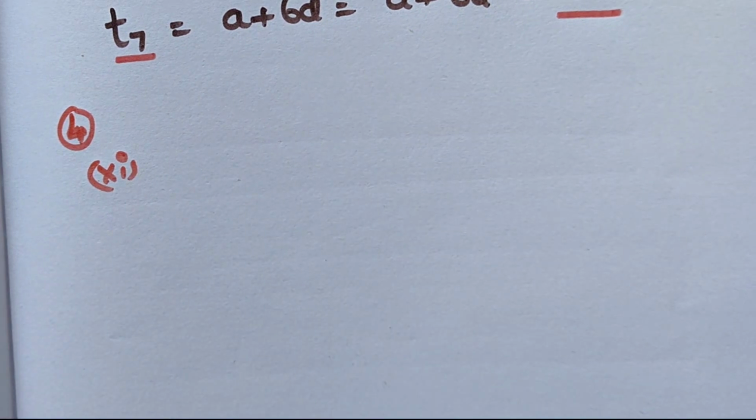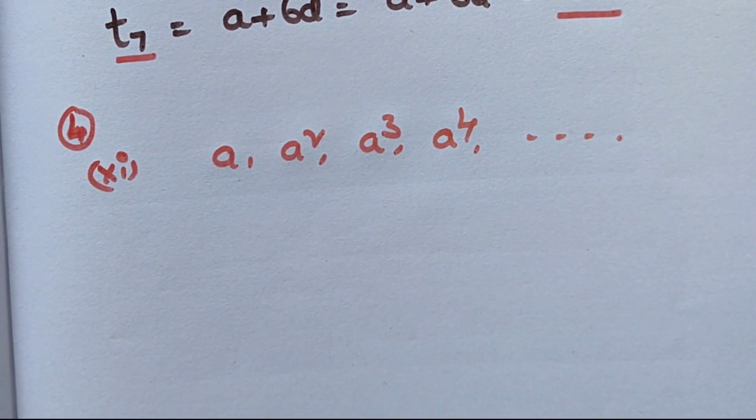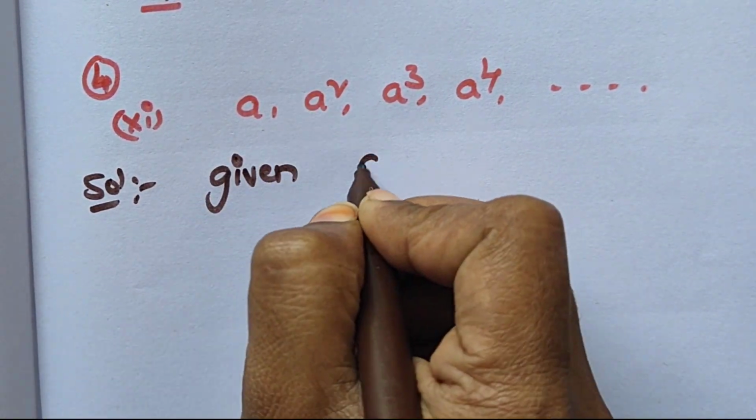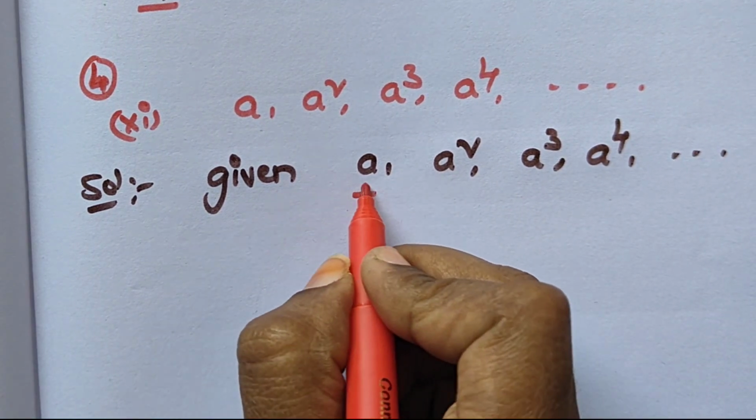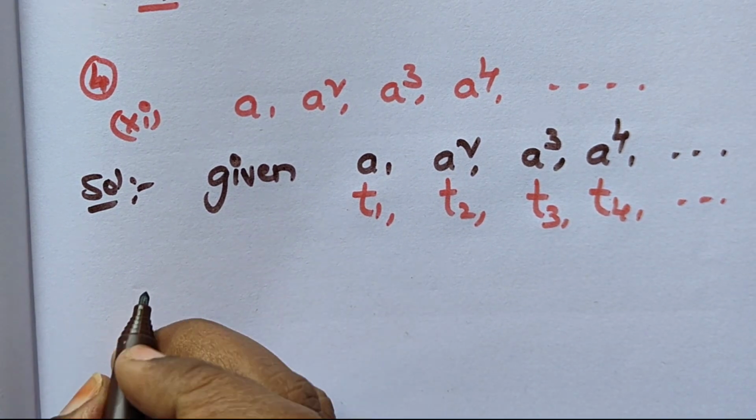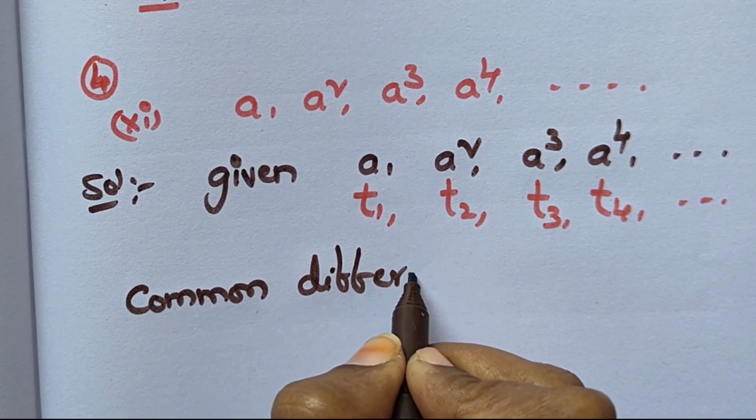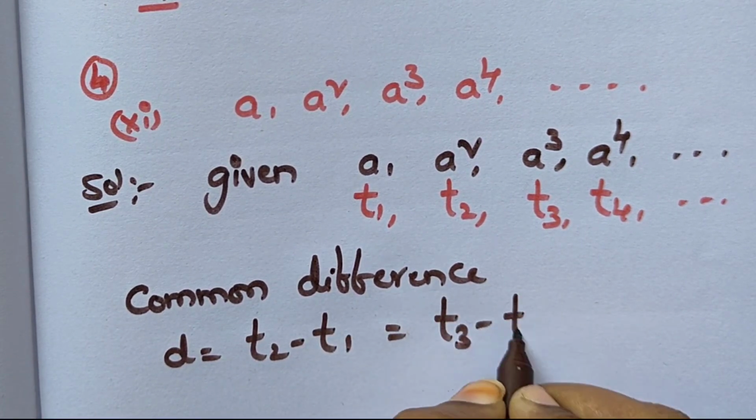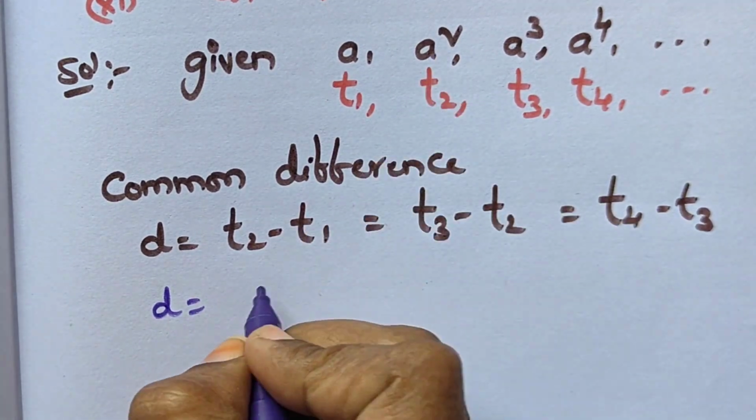Next one, 11th bit, fourth problem: a square, a cube, a power 4 and so on. The given series is a square, a cube, a power 4 and so on. Let us say term 1, term 2, term 3, term 4. Now we have to find whether the given list of numbers forms an AP or not. Common difference d is equal to, we have to check term 2 minus term 1 is equal to term 3 minus term 2 is equal to term 4 minus term 3. The formula. Now we have to substitute values.